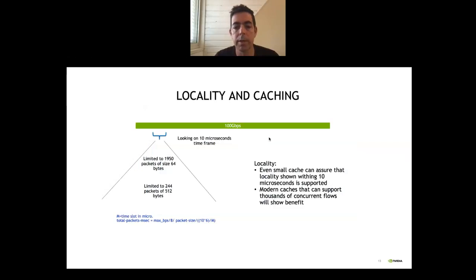Now, looking at 100 gig, how many packets of different flows can we have in 10 microseconds? If we're looking at 64 bytes, it's around 2,000 flows. If we're looking at an average packet size like 512, it's going to be 244. This means that there are not so many flows. And if you have locality, you're going to see it and you're going to benefit from the cache.